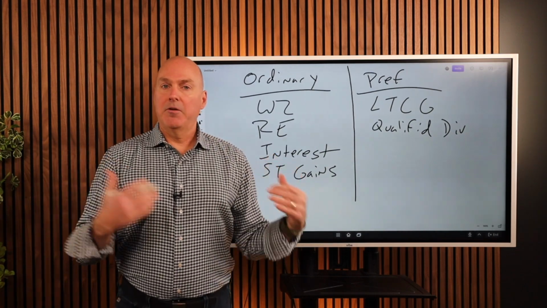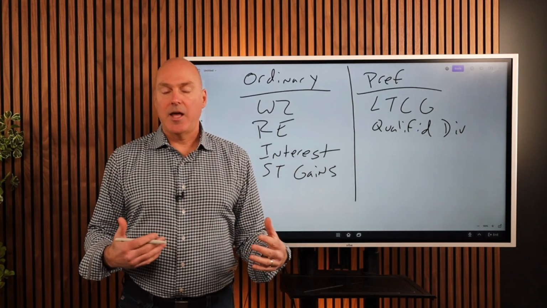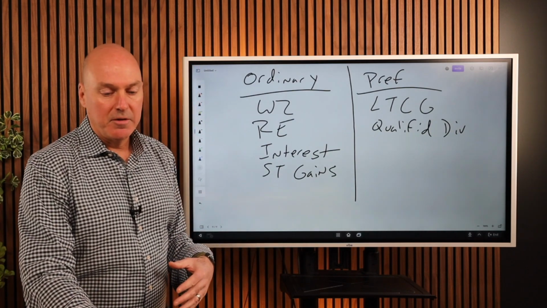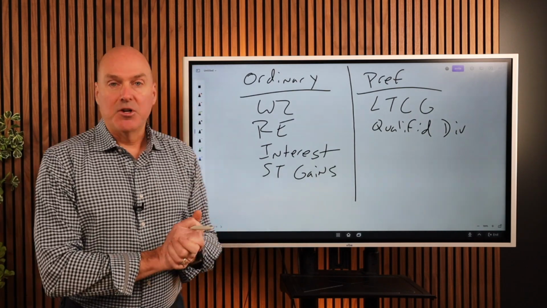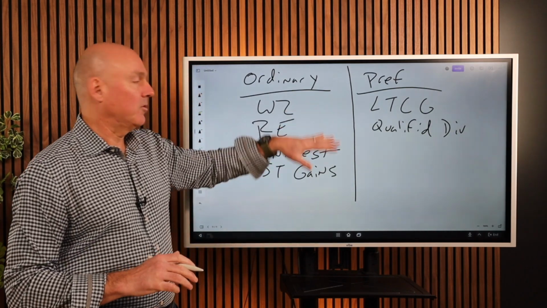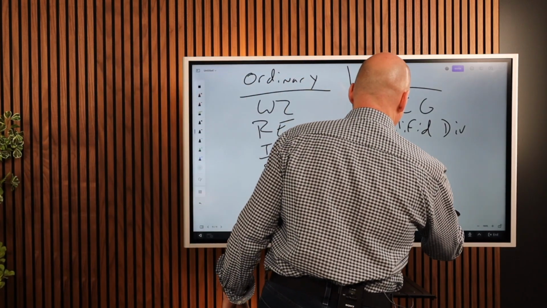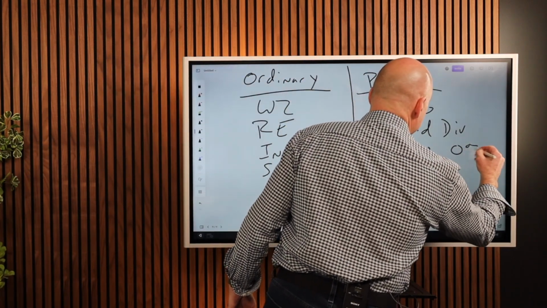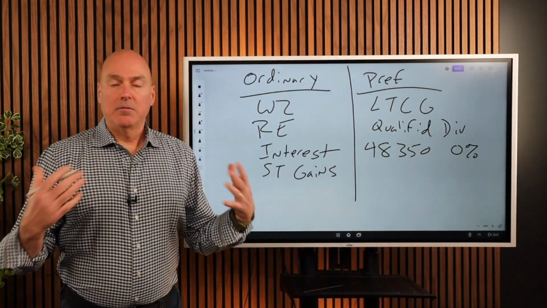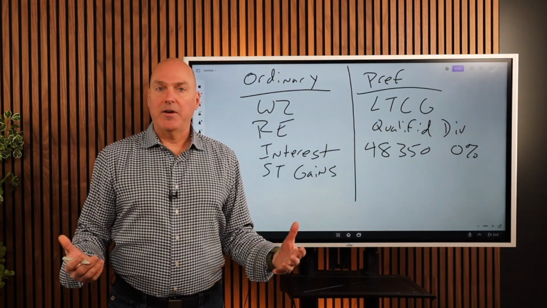So depending on whether you're filing single or joint, obviously that's going to have an influence on that. But for 2025, if you're a single tax filer with total taxable income that's less than $48,350, you're actually going to be in a 0% long-term capital gains tax rate or qualified dividend tax rate.